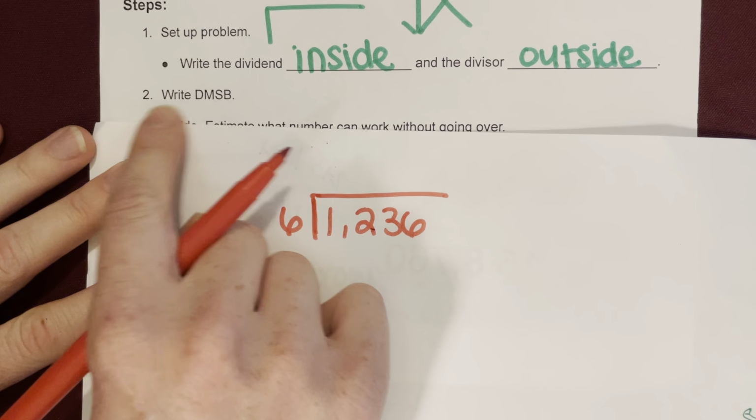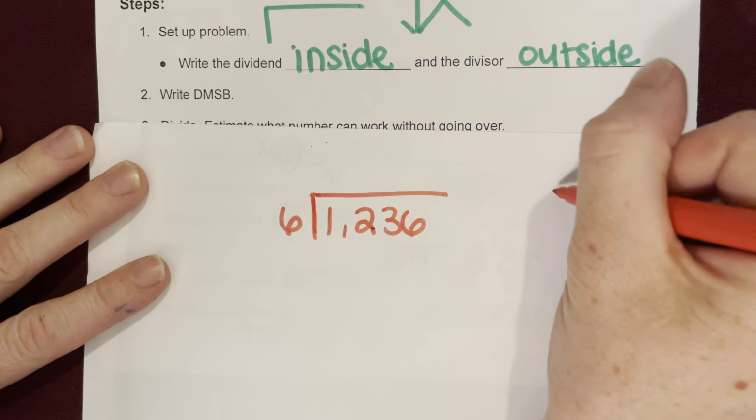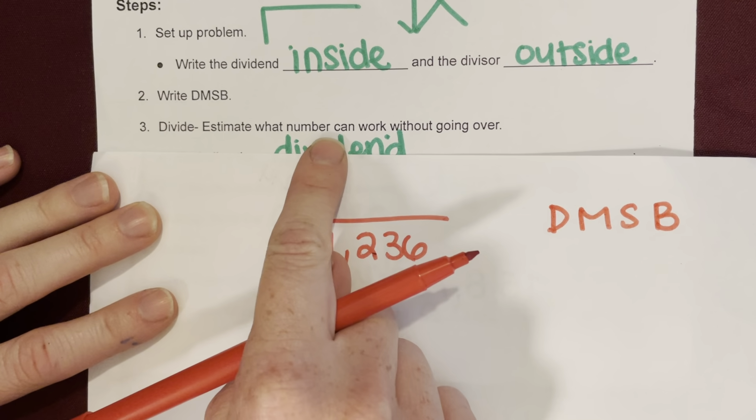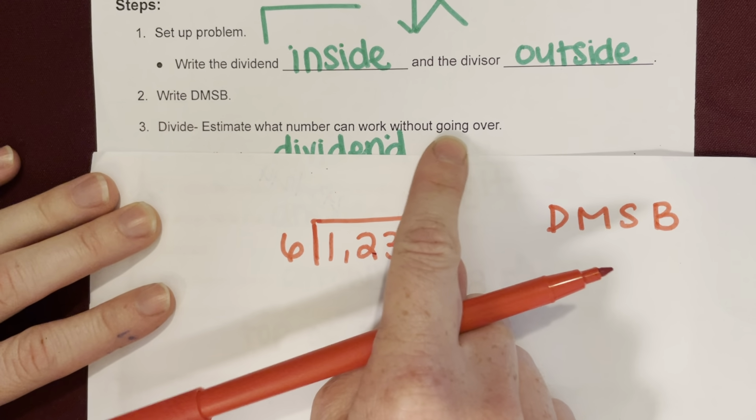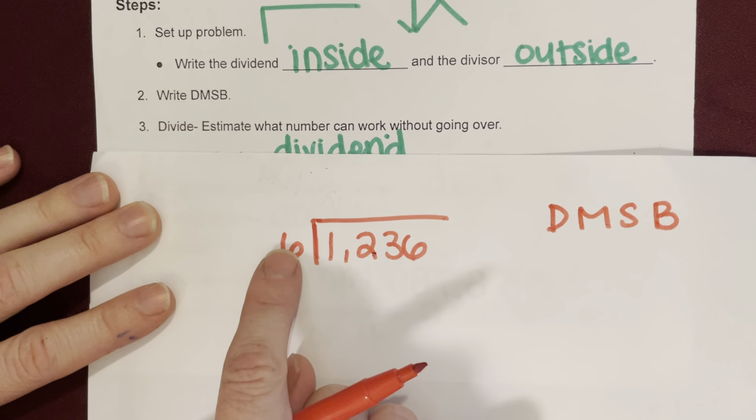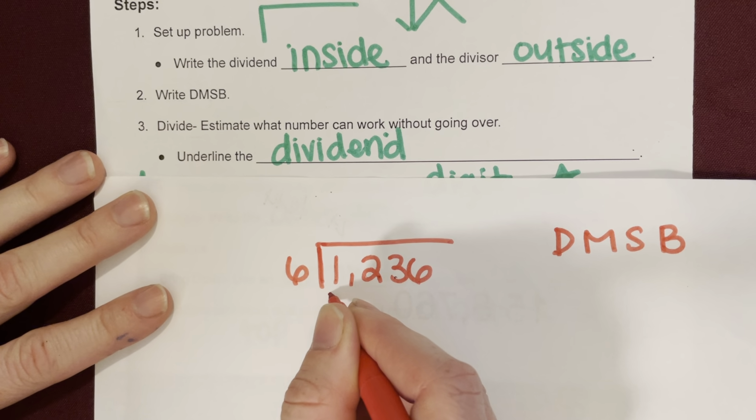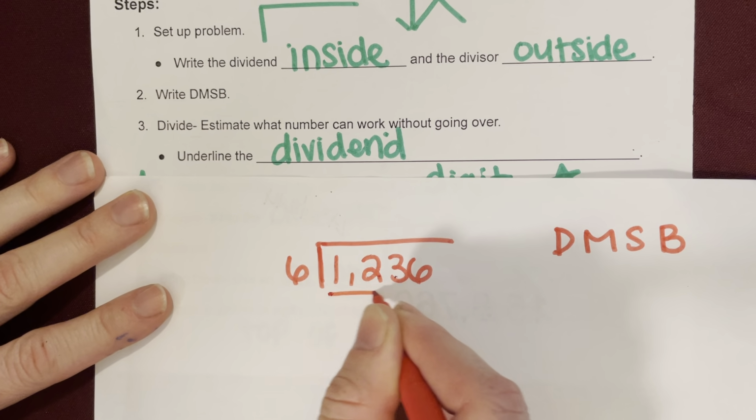Now I need to do step 2. Write daddy, mommy, sister, brother. Now I need to divide. Estimate what number can work without going over. I'm not going to estimate this whole number. I'm going to underline the dividend, and I'm going to ask myself, can 6 go into 1? No. Can 6 go into 12?